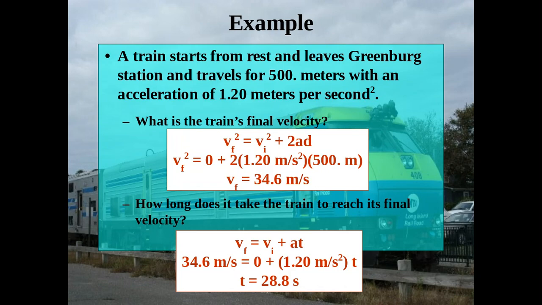0 plus 1.2 meters per second squared multiplied by t. Remember, in acceleration, meters per second squared is your unit. It's not actually squaring your acceleration. So we go through, we solve, and we get 28.8 seconds.